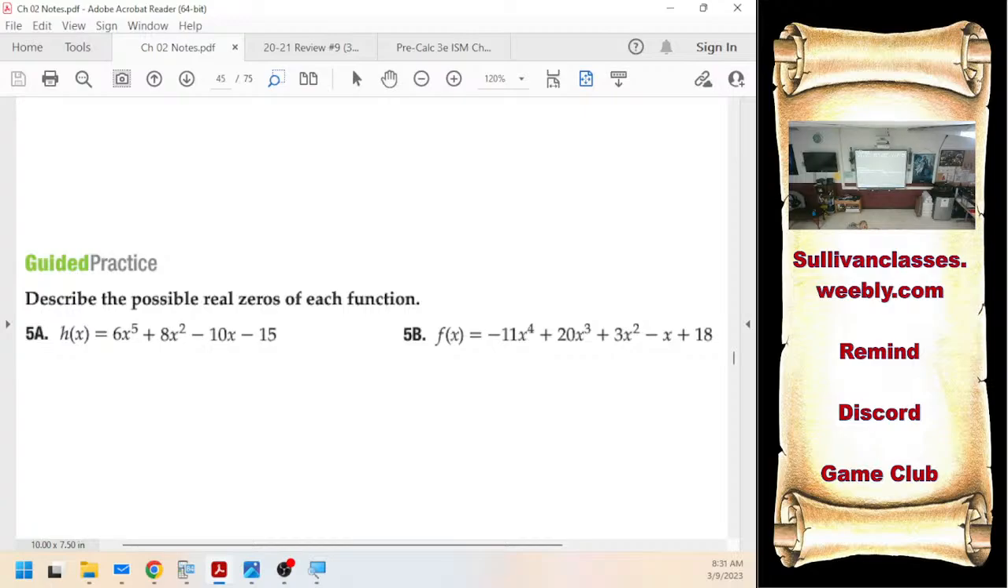So, again, this is helpful. We aren't going to use it very often, but it is still one of those standards that I have to assess. So you plug in a positive, count your sign changes. Plug in a negative, count your sign changes.